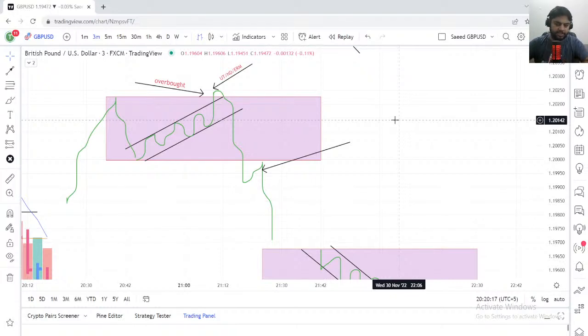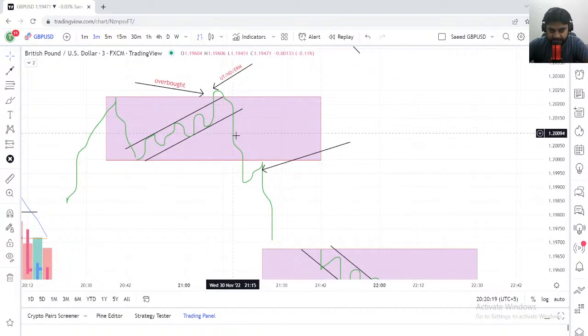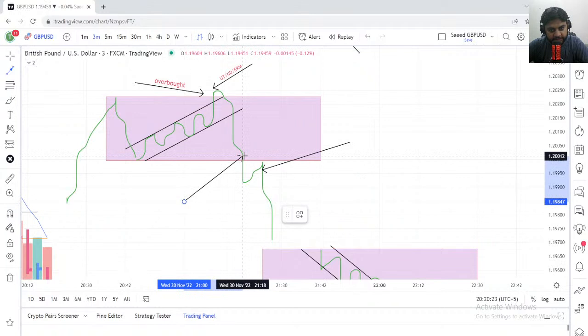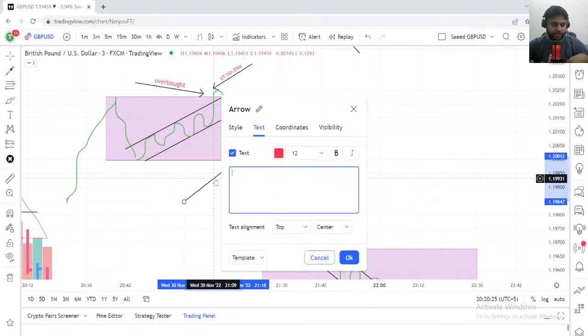Thank you so much. So the market is falling down like crazy from this point. So this point is called what? This point is called fall through ice. Fall through ice.